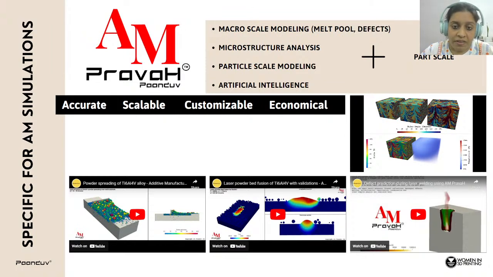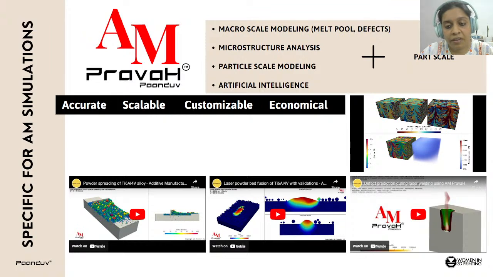So AM-PRAVA is accurate, that we can say, because we have done enormous validation on cases related to additive manufacturing LPBF, and we have got accuracy up to 96-97%. The solution AM-PRAVA is highly scalable. You can have as many processors as you want and you can use them all by purchasing the licenses of AM-PRAVA.